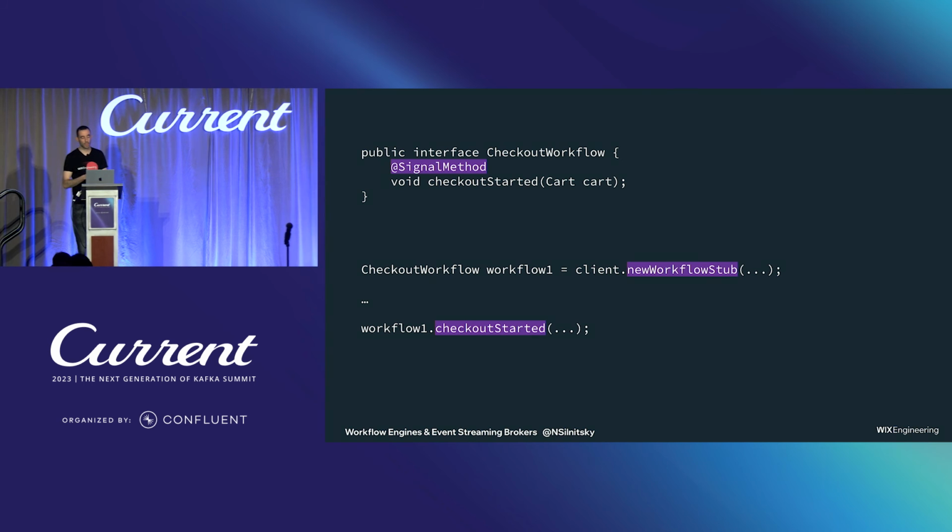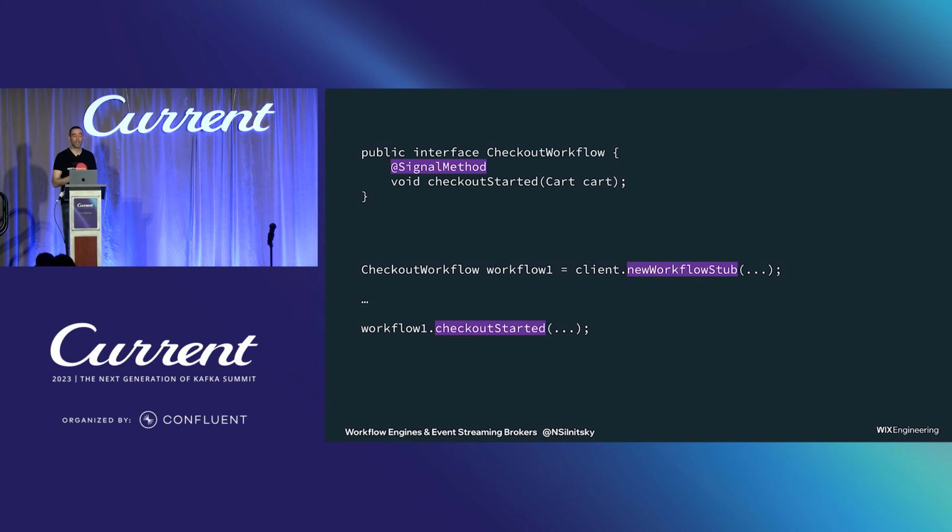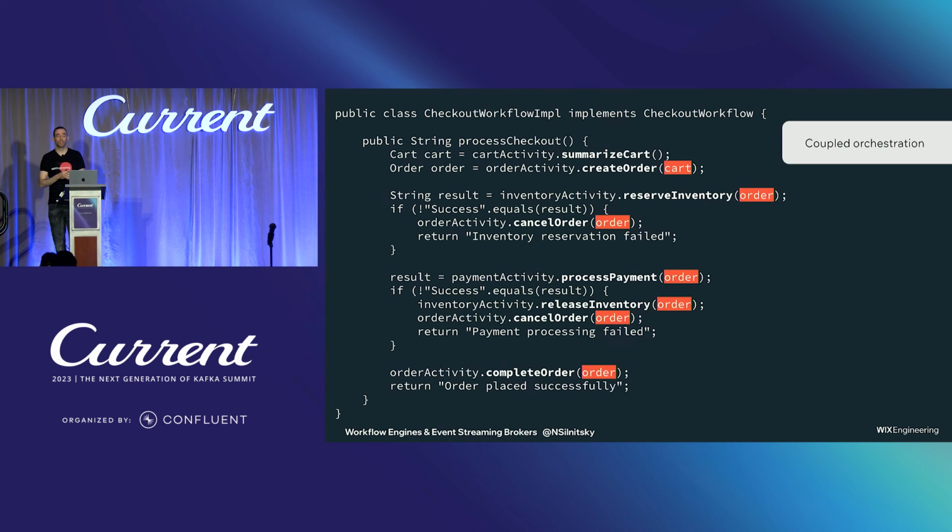So here you can see how you specify a signal in Temporal. You define checkout started to start that off. And then, like you can see here, you explicitly call it on a single workflow execution, workflow1.checkoutStarted. So it's a lot more explicit, and I wouldn't call this a pub/sub pattern, right? It's more of a different thing. So what we are left with in Temporal is coupled orchestration. We don't have event streaming or the event publish-subscribe pattern.